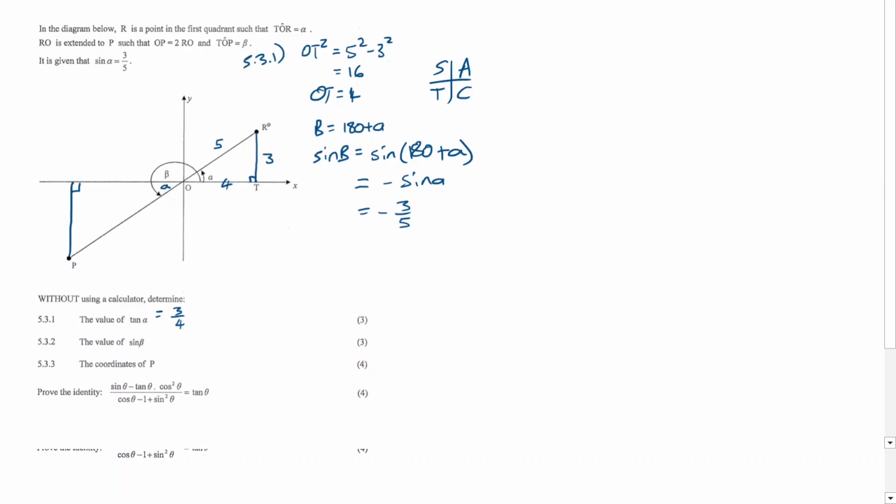Then 5.3.3, we're looking at the coordinates of P. And so P, because the line's been extended, and we know that OP is double, we can just double all of these measurements. So let me do that for starters. So the X is 4, so now the X will be 8. The Y was 3, so the Y will be 6. And this length is doubled, so it's 10.